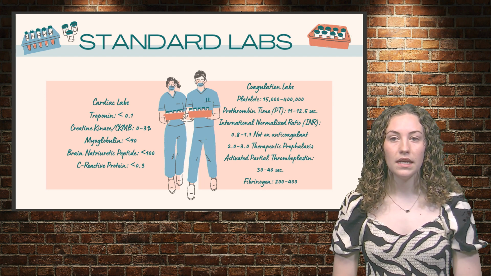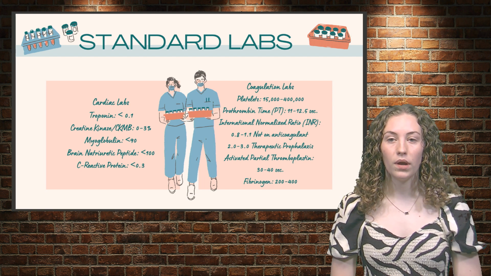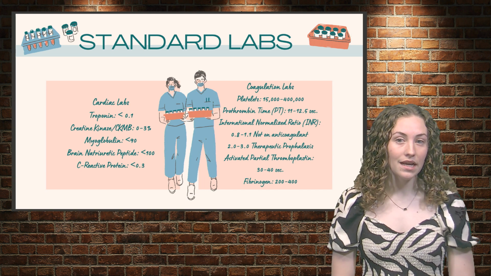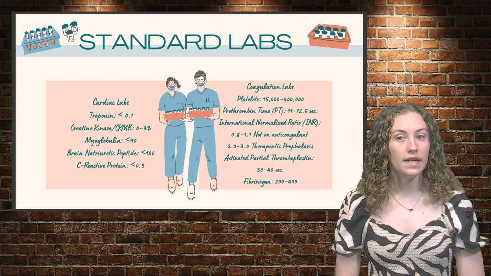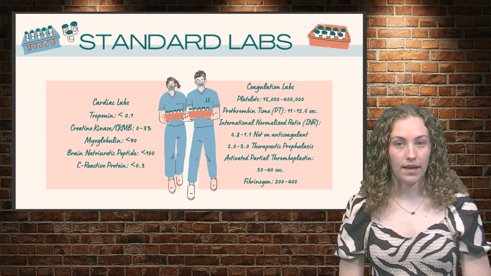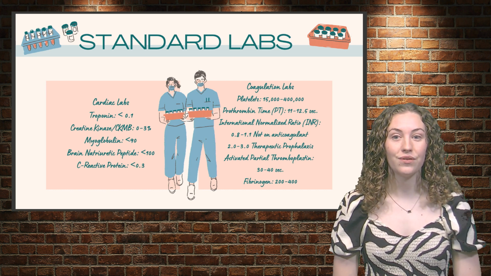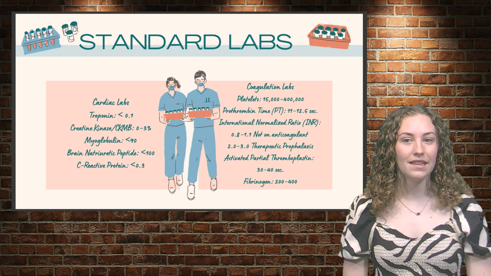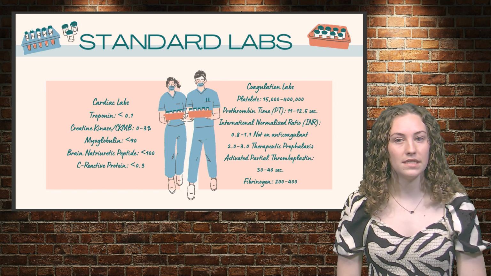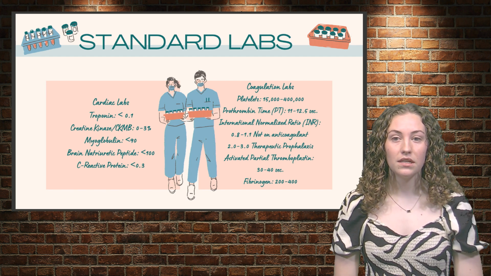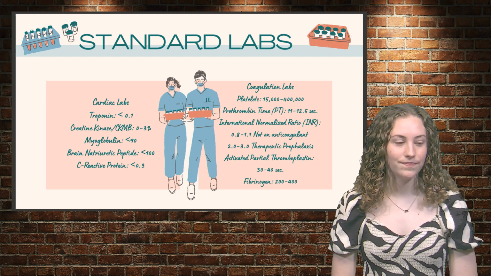This is going to be 0.8 to 1.1 if you're not on an anticoagulant, but if you are, it's going to be 2 to 3. Then you also have the activated partial thromboplastin time, and that's going to be 30 to 40 seconds, and the fibrinogen 200 to 400.